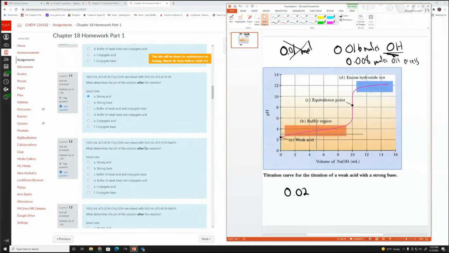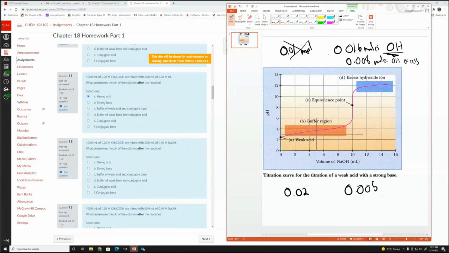Next, number 12, we have acetic acid again mixed with NaOH. So we have the weak acid mixed with the strong base. So the amount of moles are going to be 0.1 times 0.2, which is 0.02, so the same number of moles that we had in the previous question. The moles of NaOH, on the other hand, will be 0.05 liters times 0.1. That would be 0.005. So let's write that down, just so we know. We have 0.005 moles of the base.